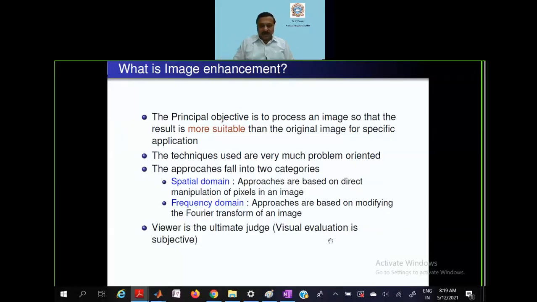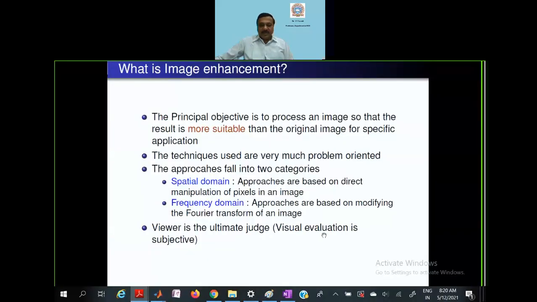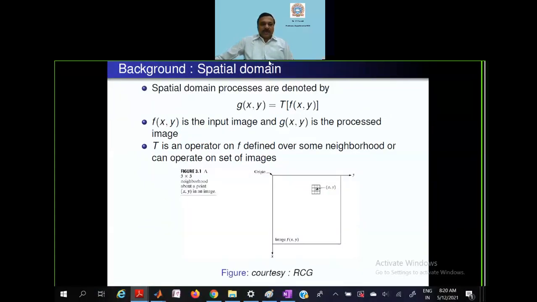Because I don't give a number, I don't say that my image is improved by 50% or 60%. There is no quantitative measure I'm going to give you here. For example, in this case, I only said the right side image is better than the left side image. But to what extent has it improved? Can I quantify it? No. It is only the viewer who is going to judge and say, yes, this is better than this. So that is why we call it subjective evaluation. And of course, the viewer, the one who is seeing the image, is the ultimate judge who is going to decide.